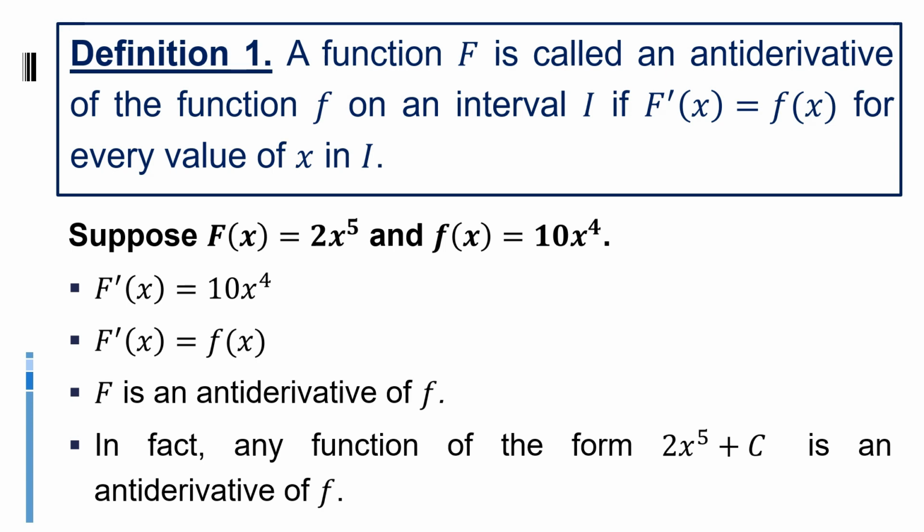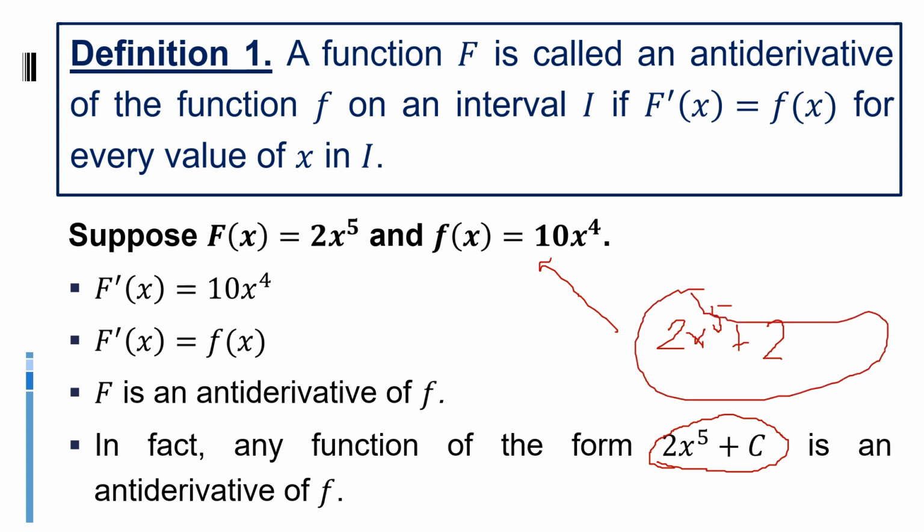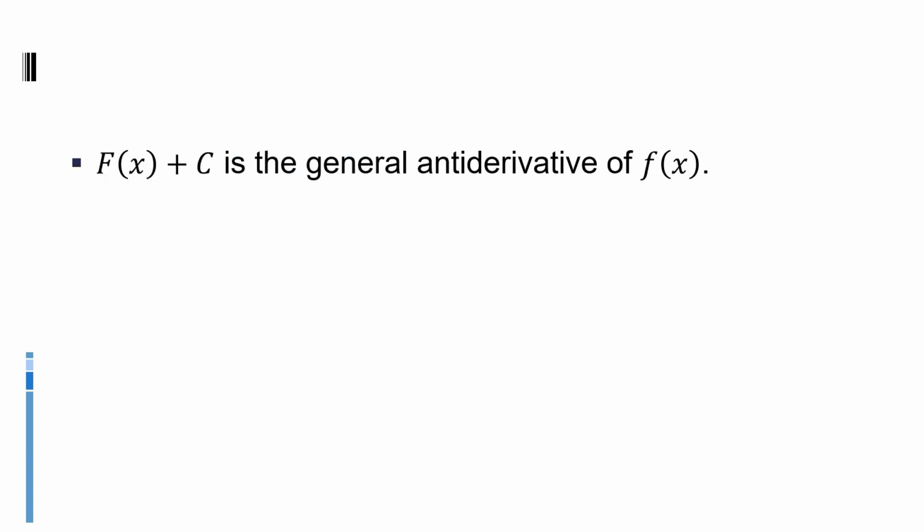Kasi nga 'di ba, kapag kinuha natin yung derivative nito, ano ba yung derivative ng c natin or any constant? 'Di ba? That is just equal to 0. So, kahit nasabihin kong 2x raised to 5 plus 2, still, this is an antiderivative of f of x because the derivative of this is still 10x raised to 4. Capital F of x plus c is actually called the general antiderivative of f of x.